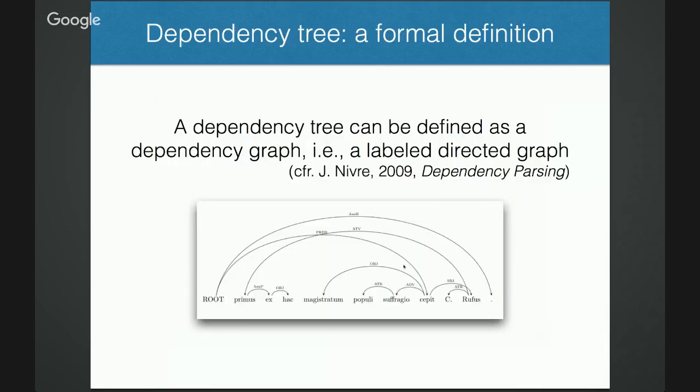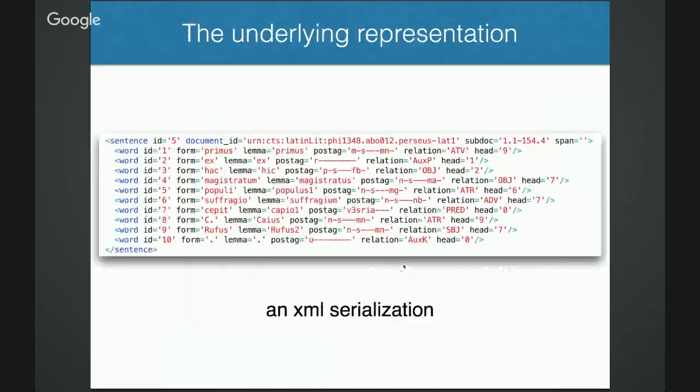Here you have a formal definition for a linguistic tree. I think it is important to show this, even if we try to keep things simple, because it's important to remember that treebanking can be formally defined, it can be mathematically defined. For example, a dependency graph is defined as a labeled directed graph. If you are interested in knowing more about this, you can read the dependency parsing book by Nivre.